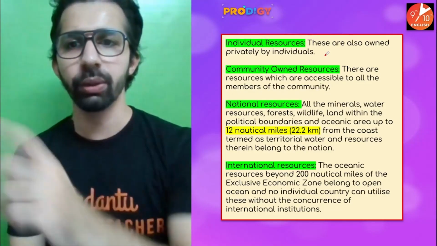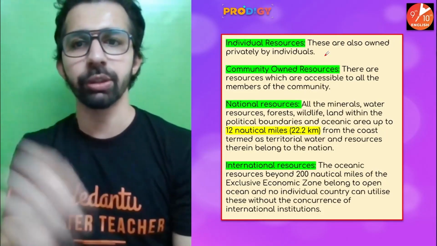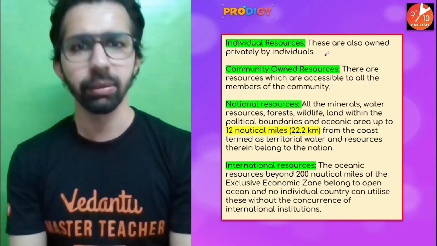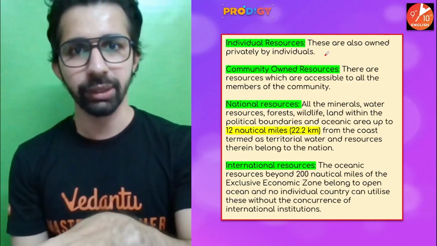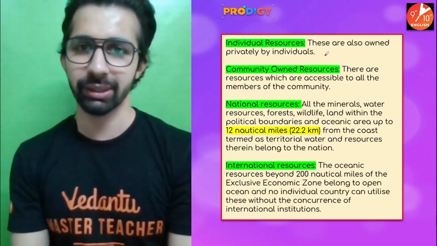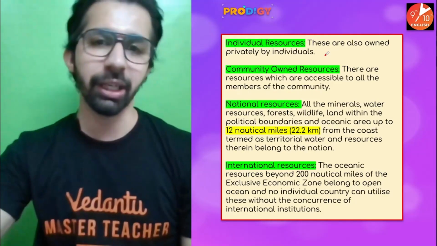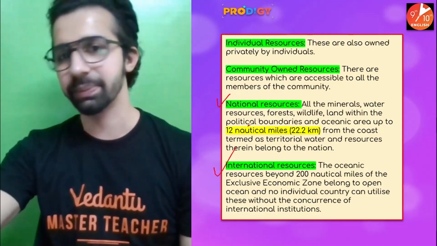Second, community owned resource. There are resources which are accessible to all the members of the community, for example, playgrounds and burial grounds. All these come under community owned resources. People living in the society can use all those resources. That is community owned resources. Third, and a very important one, national, and the fourth one, international resources.